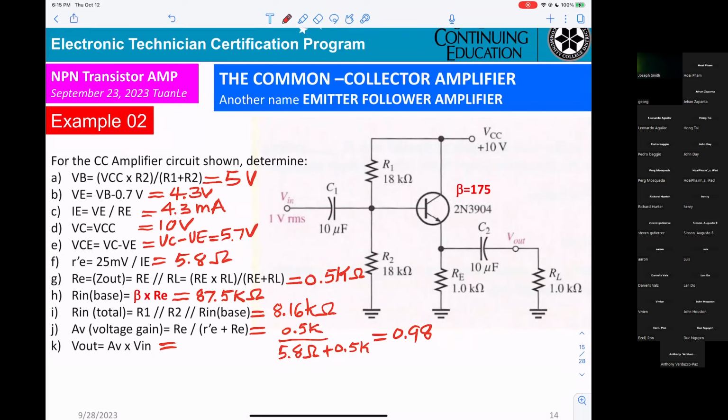Okay? VL equal 0.98, 1 volt. Okay, so you can get whatever you get. Take your calculation.